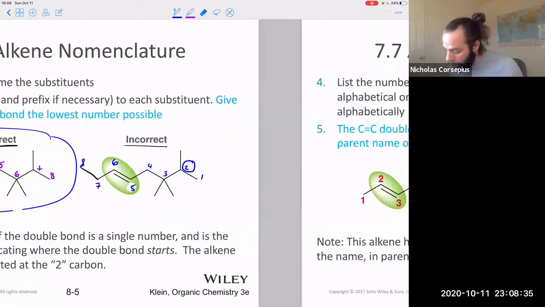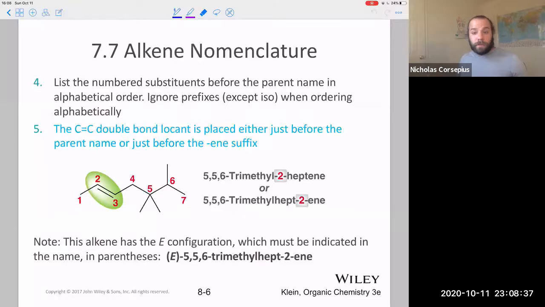Okay. And then how do you include that position of the double bond in the name? We've got to include it in the name, just like we include the position of methyl groups and ethyl groups and all that good stuff. Again, whichever the lowest number is, that's how this is going to get into our name. So in this case, you have 5,5,6-trimethyl-2-heptene. Okay, so that 2 out front is indicating the position of that double bond.